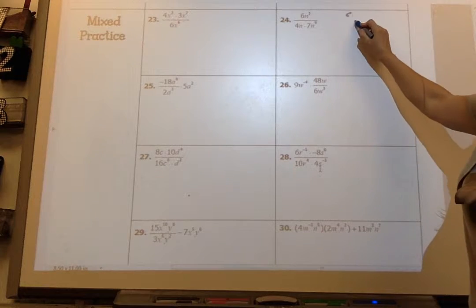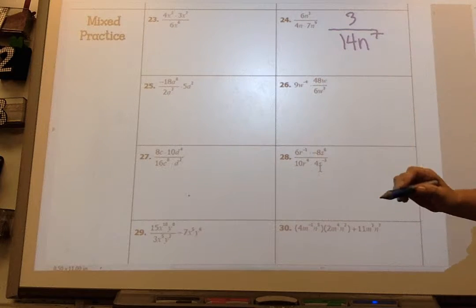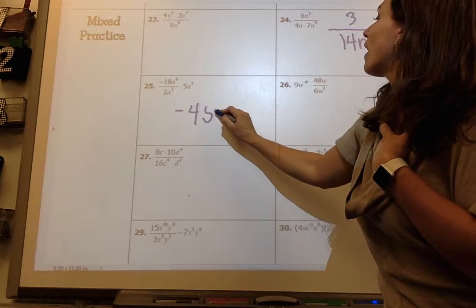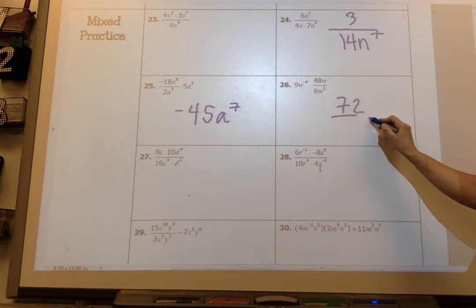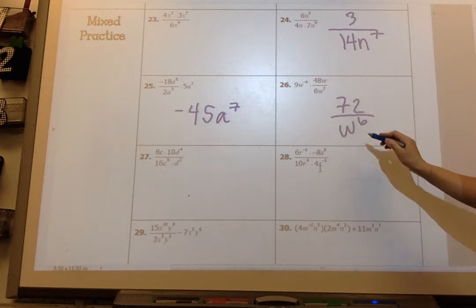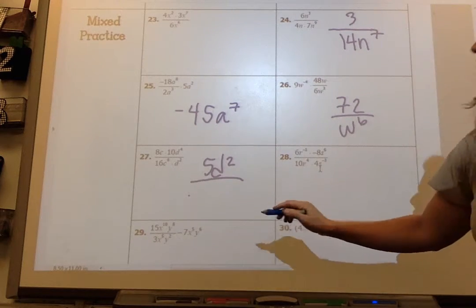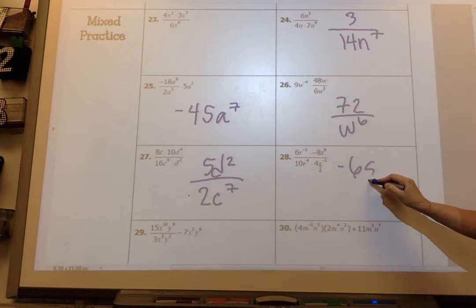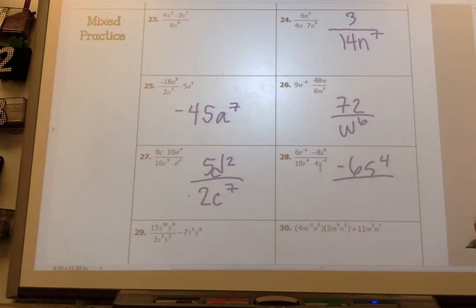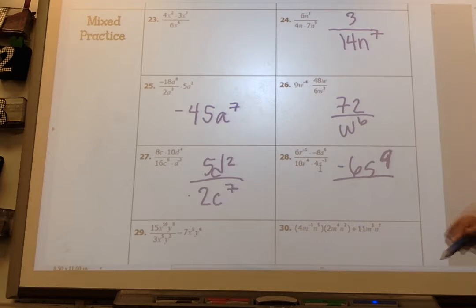24 is going to be 3 over 14 n to the 7th. 25 is negative 45a to the 7th. 26 is 72 over w to the 6th. 27 is 5d squared over 2c to the 7th. 28 is negative 6s to the 4th over, oh, I'm sorry, that's s to the 9th, my bad. Negative 6s to the 9th over 5r to the 5th.